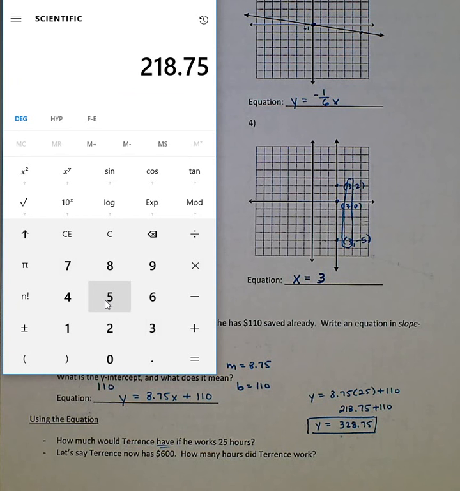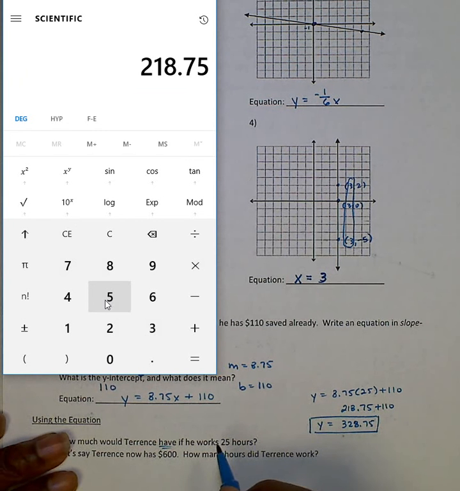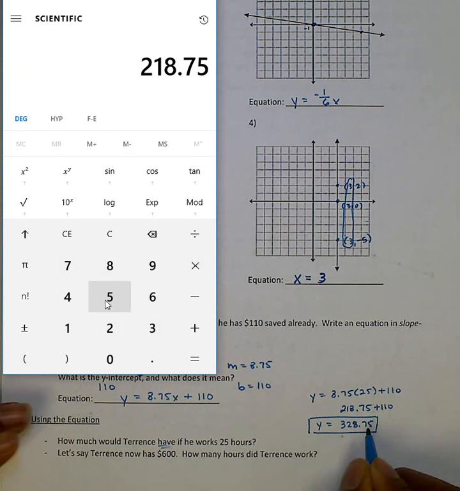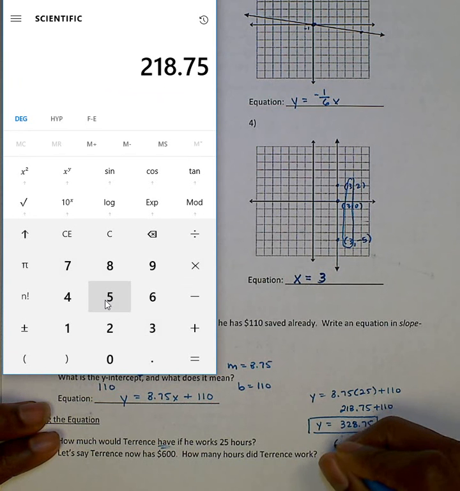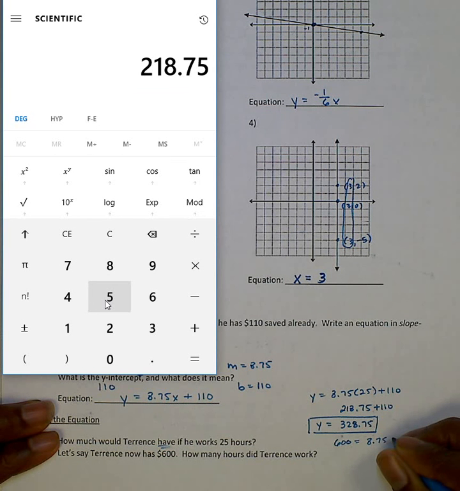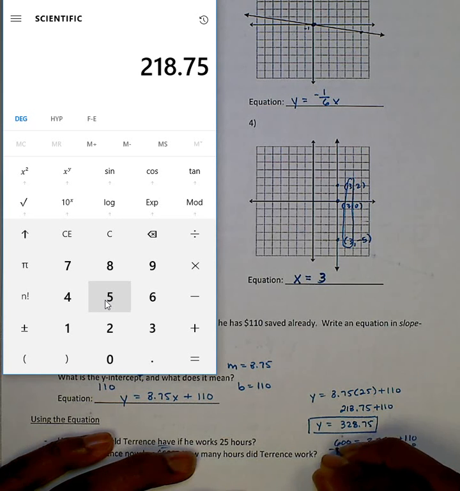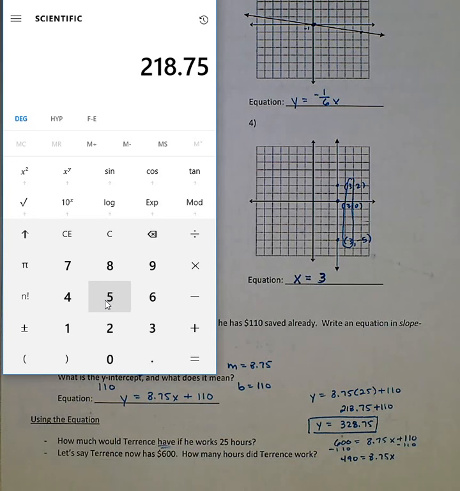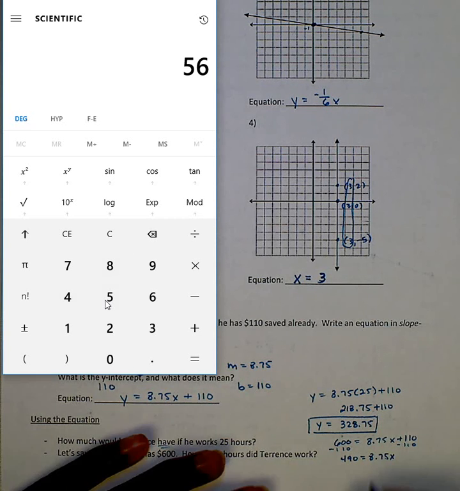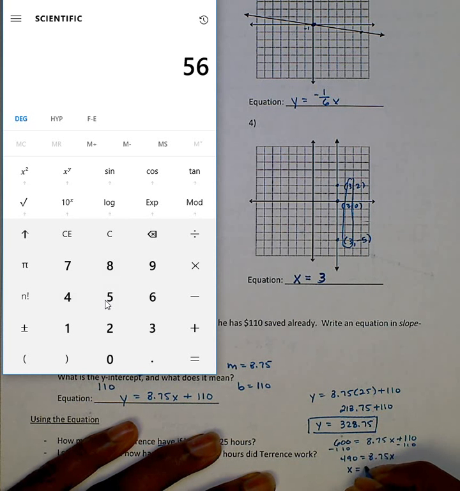Now let's say that Terrence has $600. How many hours did Terrence work then? Well, same thought process. Y is how much money he has. And now they've said that he has $600. We know that he makes $8.75 an hour, and we don't know how long he's worked, and he started off with $110. And so now we're just solving this equation. I would subtract 110 from both sides, and that gives me 490 equals 8.75x. And now I'll divide 490 by 8.75, and that will give me 56. He is a working man. He works 56 hours.